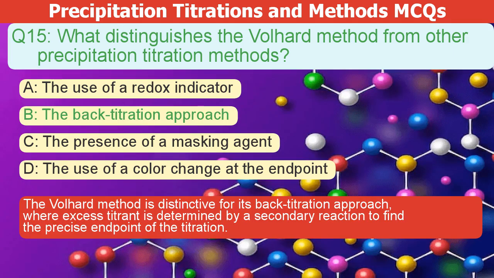The correct answer is B. The Volhard method is distinctive for its back titration approach, where excess titrant is determined by a secondary reaction to find the precise endpoint of the titration.